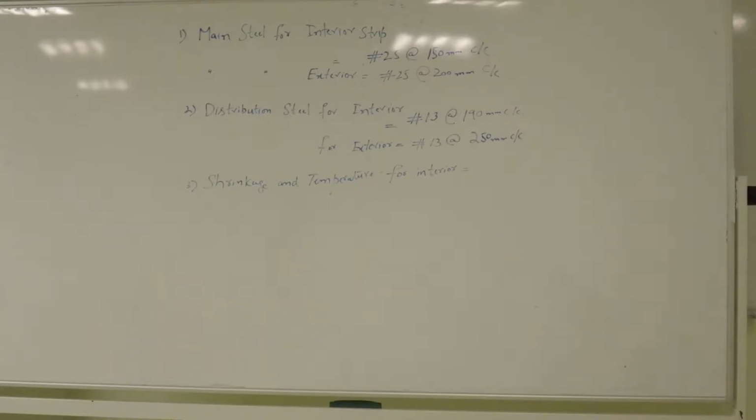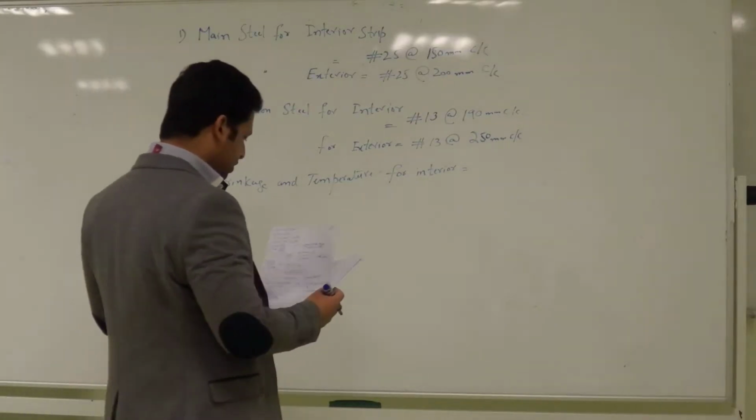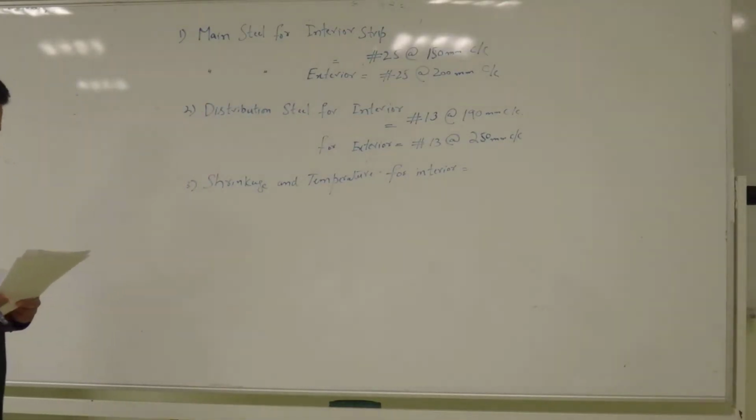We found the AS minimum only for distribution, and then we find AS minimum for top and bottom steel. This is what I was saying: 0.75 over 2 Ag over Fy, less than or equal to 401. I know this is the AS minimum for distribution, I know that.